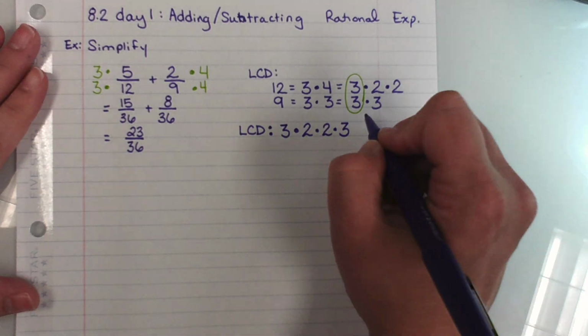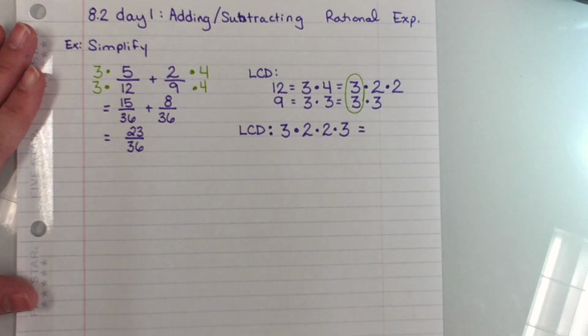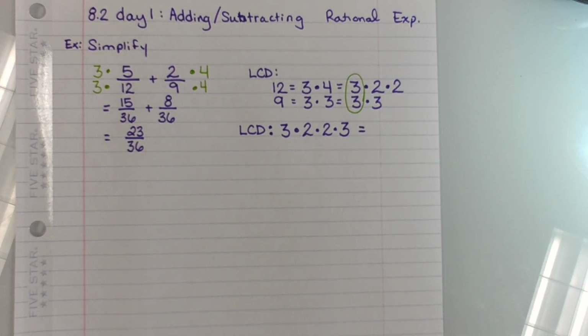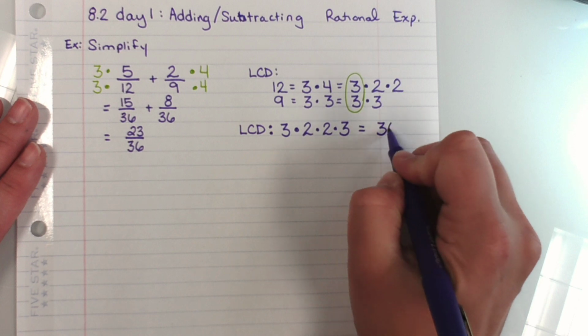So that means 3 times 2 times 2 times 3 is my least common denominator. And 3 times 2 times 2 times 3 is 36.